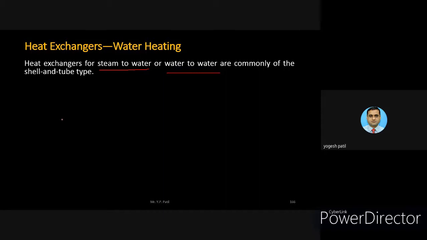If the heat exchanger is one where the steam heats water, or water heats water, they are commonly of the shell and tube type. Means these two types of arrangement are employed in the shell and tube type heat exchanger. In one, with the help of steam we heat the water, and in the second type the heated water heats the water. So the hot fluid is water in the second type, and the hot fluid is steam in the first type.